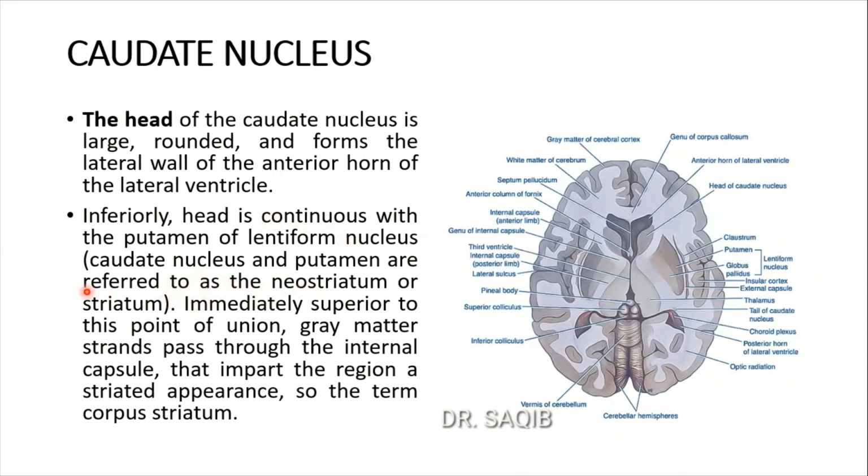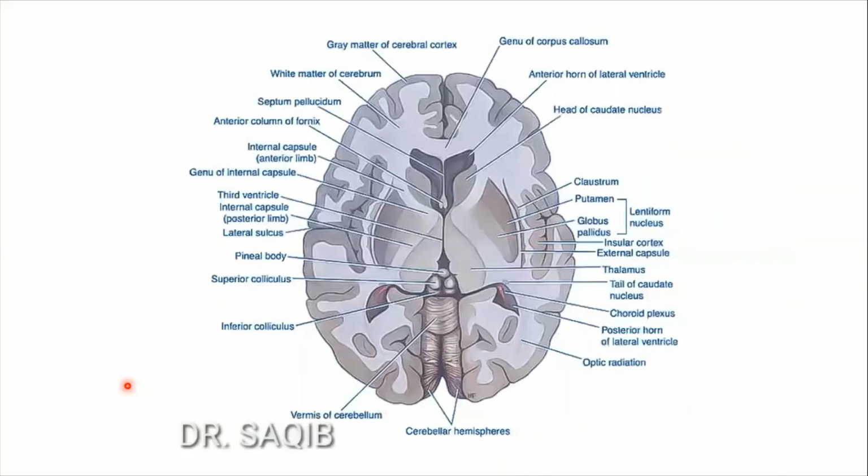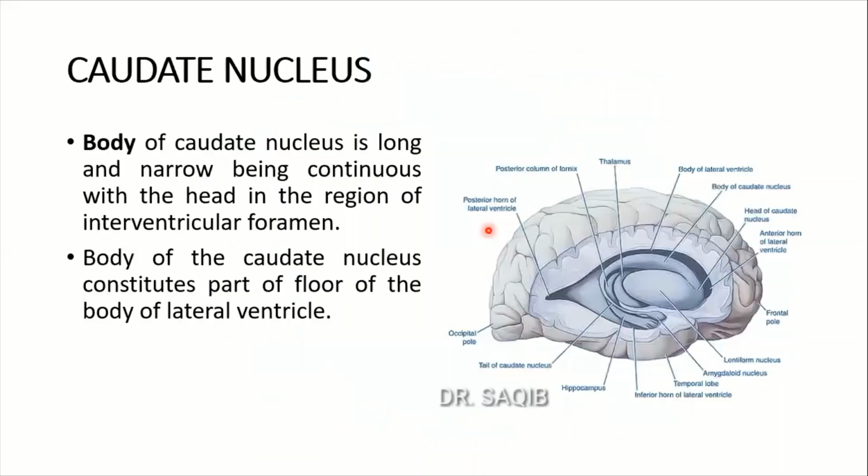So the caudate nucleus and the putamen are referred to as the neostriatum or the striatum. Immediately superior to this point of union, gray matter strands pass through the internal capsule that impart the region a striated appearance. So the term corpus striatum. I showed you already. Again, this is the head of the caudate nucleus. This is the internal capsule. It's separating it from the putamen. Outermost is putamen. Inside is the globus pallidus.